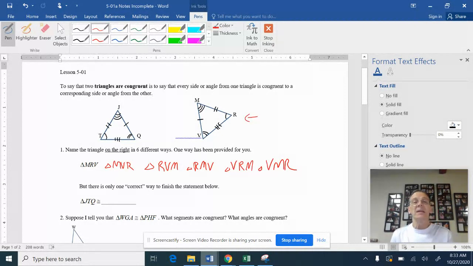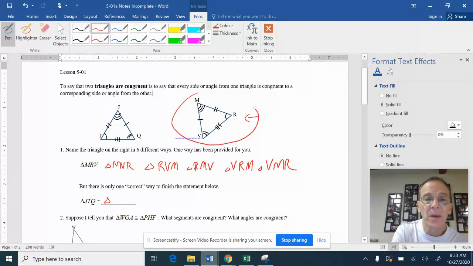But in mathematics, there is only one correct way to finish this statement with a name of this triangle on the right. Triangle JTQ is congruent to this triangle over here. But when we write that out, there's only one of these 6 names for this triangle that is the correct way to finish this sentence. Do you think you know which is the correct way to finish it?